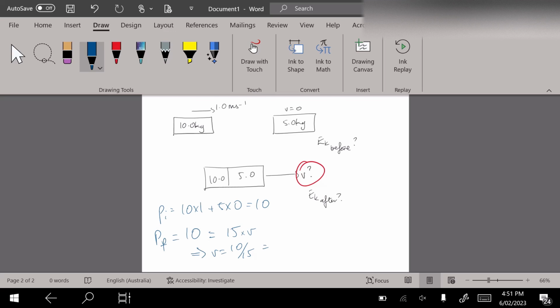2/3 is, what is that, 0.6... So how many sig figs do I want? I'll do 0.67 meters per second. That's the velocity of the object there. Let's now find the kinetic energy before and after the collision. Let's keep this handy. I'm now going to replace the little question mark there with v equals 0.67. So we've answered the first question.